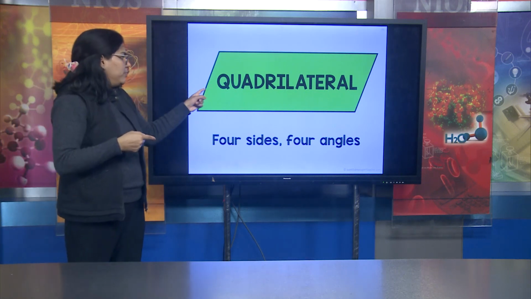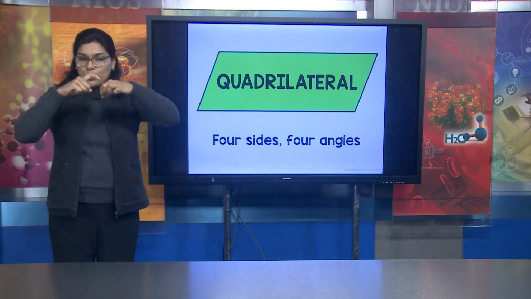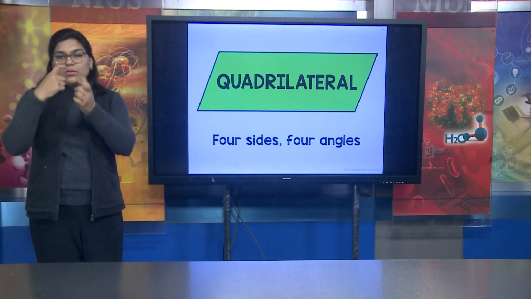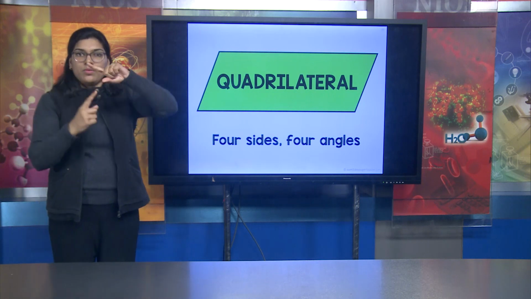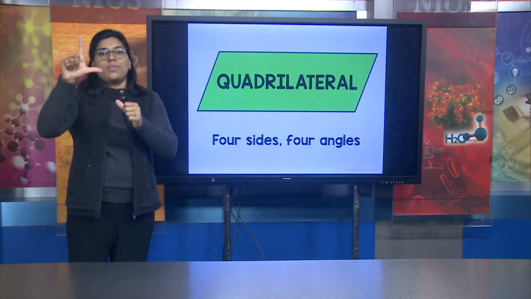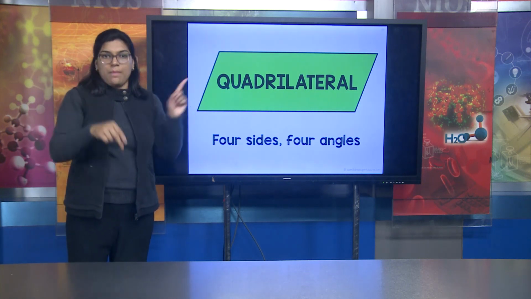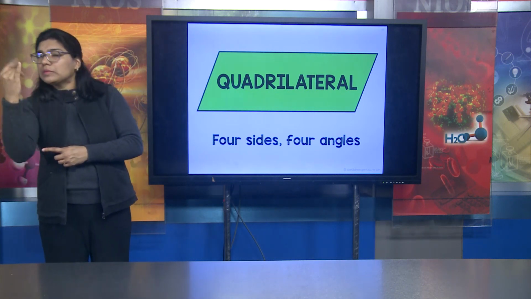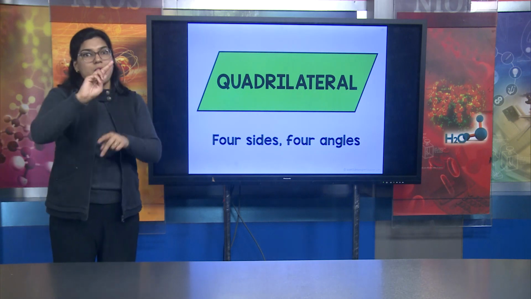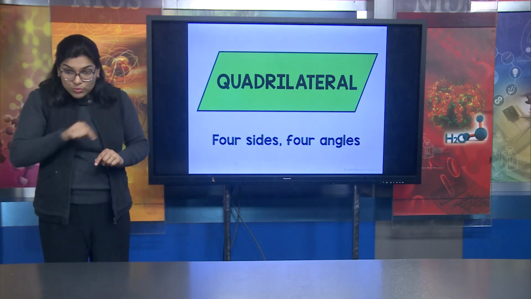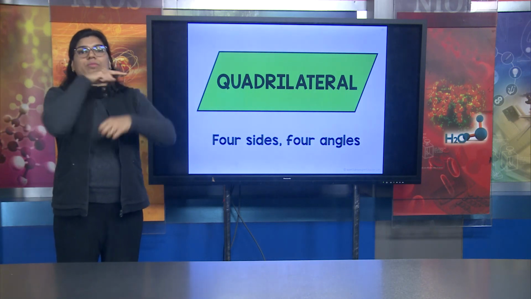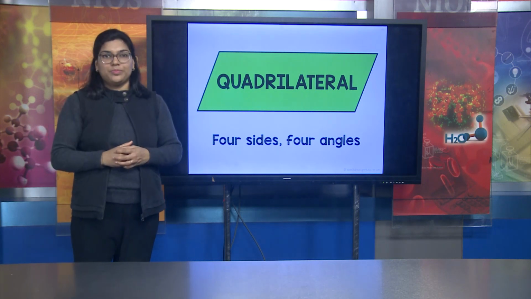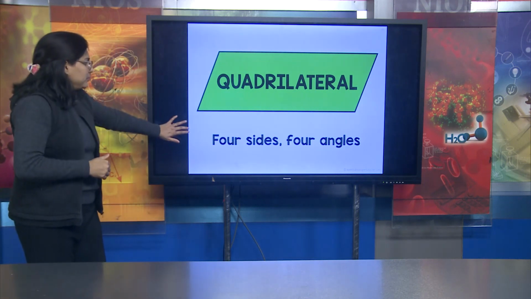What is the name of this image? Quadrilateral. A quadrilateral is this image. If there is any quadrilateral, it has four lines. It can have many shapes, but sides are four. Let us move further.